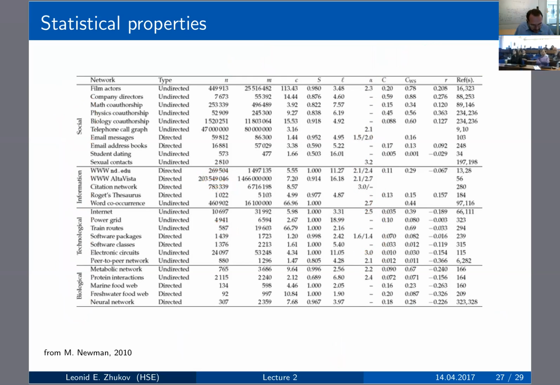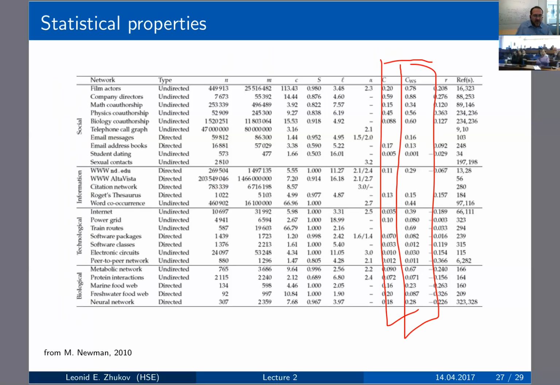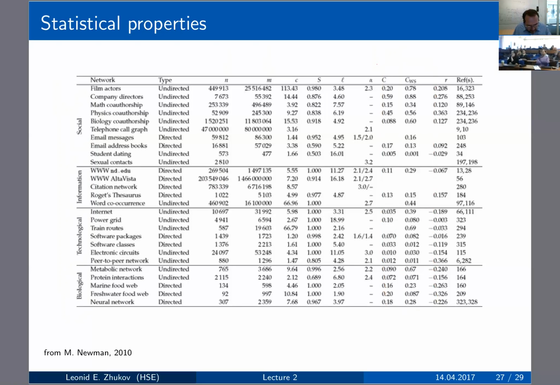The next one is the clustering coefficient. In fact, there are two of those because, as we discussed, two versions of them exist. And you realize that some graphs are denser than others.